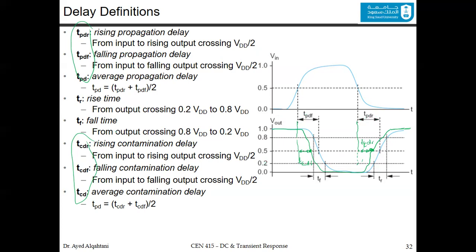Now, for the rise time and the fall time, the tR and the tF, this is indicated by tF and tR here in this graph, and is actually from the output crossing the 20% VDD to the 80% VDD. So from 80% to 20%, this is the falling time. For the rising, it's from here to there. Notice that for the tF and the tR, we worry only about the output. We don't even look at the curve of the input. That's the difference between them and the propagation delay.